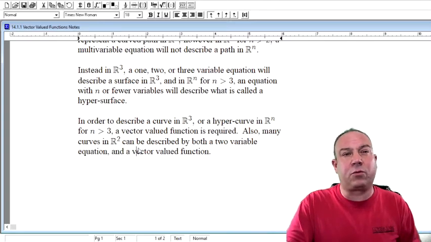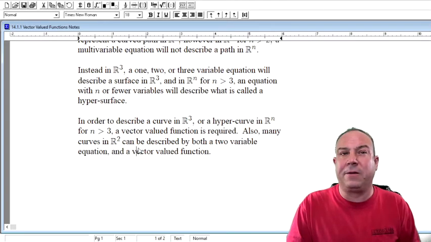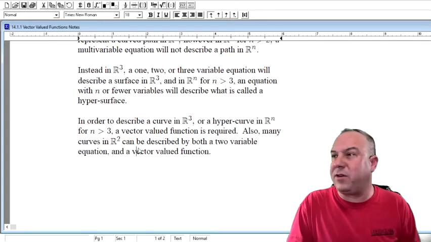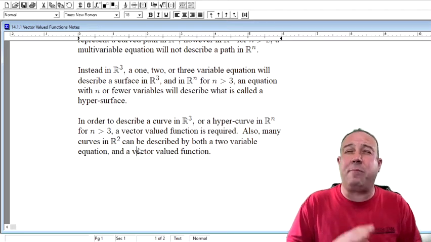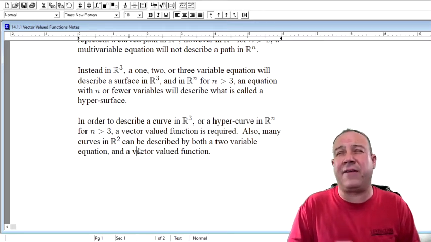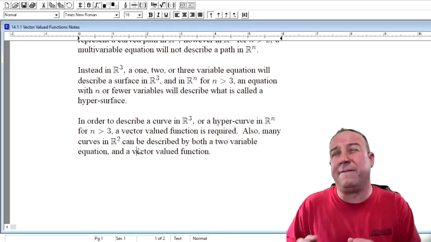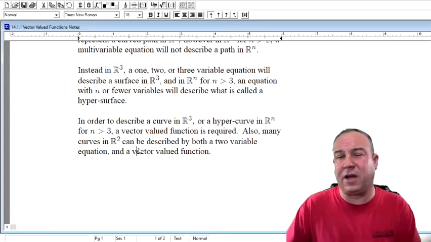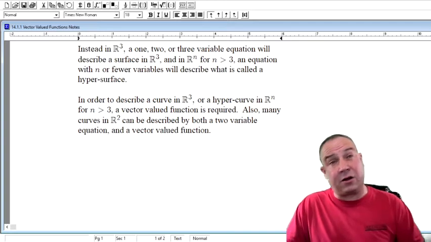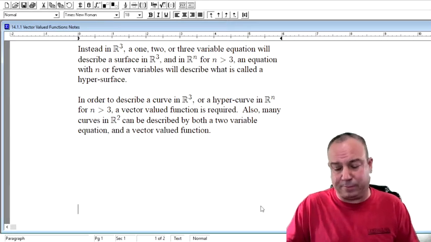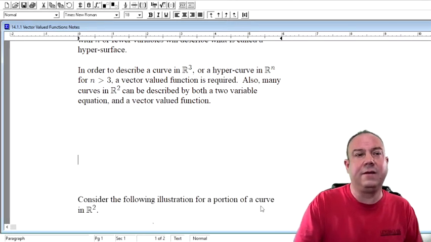When we move to 3 dimensions or higher, multivariable equations describe surfaces or hypersurfaces. To describe paths in these spaces, we have to use a multidimensional vector-valued function. All right? So that's what these few notes at the beginning are getting into and are giving us some of our purpose here.